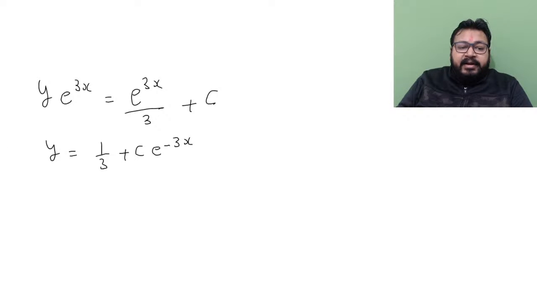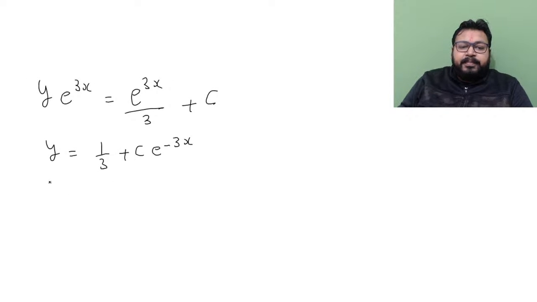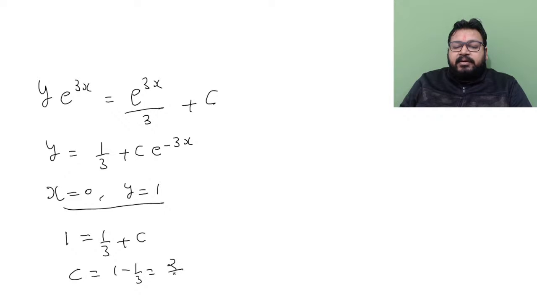Now what is the boundary condition given? It is, initial condition is at x is equal to 0, y is equal to 1. So let us use this. So y becomes 1 equals 1 by 3 plus c e to the power 0, e to the power 0 is 1. So what is c from this? C is 1 minus 1 by 3 and that is 2 by 3. So the value of c comes out to be 2 by 3.